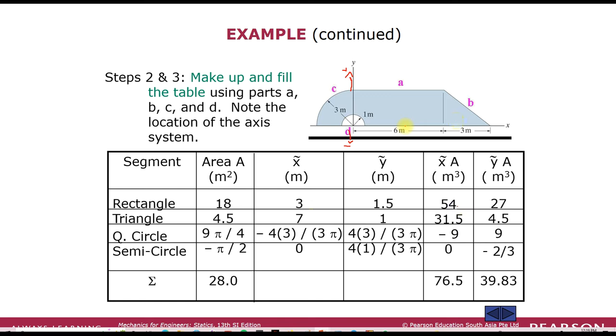And for y, because the height is 3, 1 over 3 of it is 1, so the position of y is at 1, somewhere here. So this is the coordinate position: x is equal to 7 because of the coordinate position, and y is equal to 1. So x times A, just 7 times 4.5, would be 31.5, and y would be 1 times 4.5, we get 4.5 here. Okay. Next for the quarter circle here.